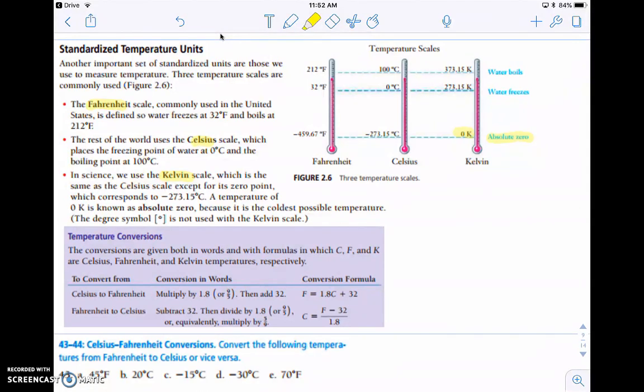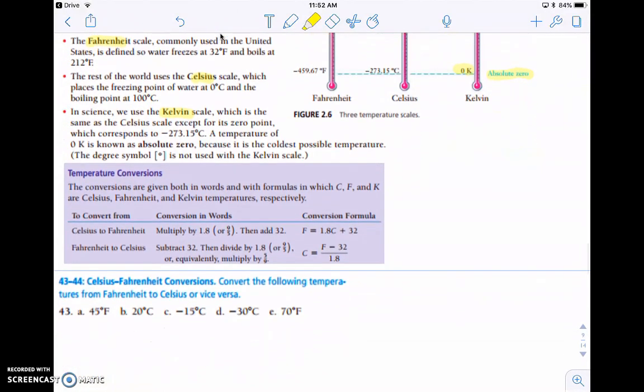So you can see, different scales here. The freezing point for Kelvin is 273.15. 0 degrees Celsius, very convenient, is freezing. And 32 degrees Fahrenheit is freezing. 212 is the boiling point in Fahrenheit. 100 degrees Celsius is the boiling point in Celsius, and 373.15 for Kelvin. But again, we're only sticking to Fahrenheit and Celsius, so we need to convert back and forth, and those conversions can be found right here.